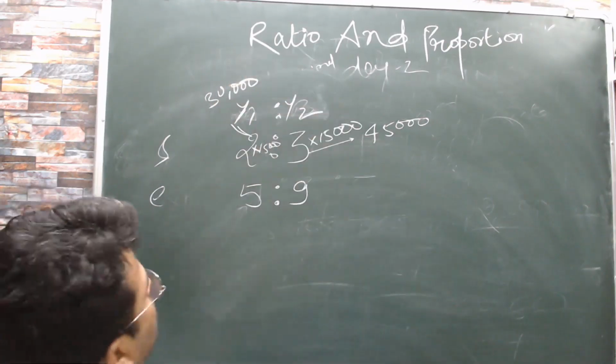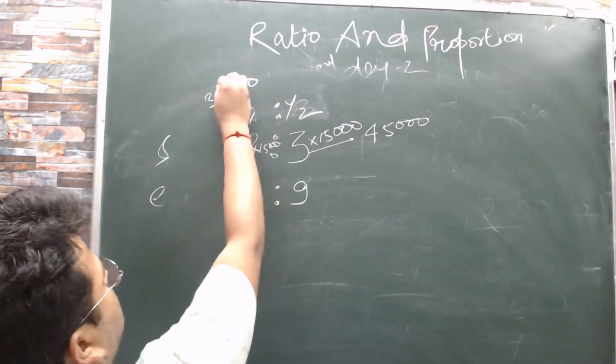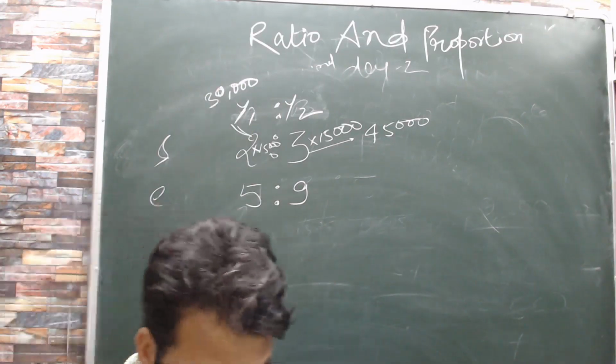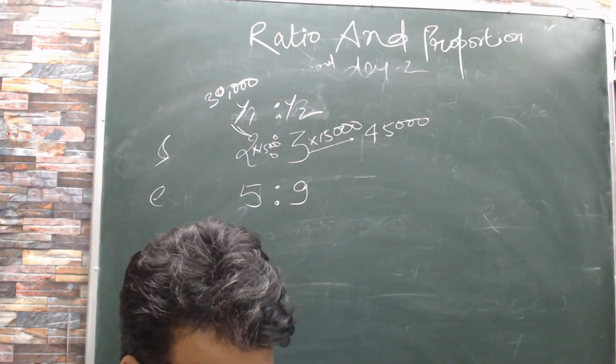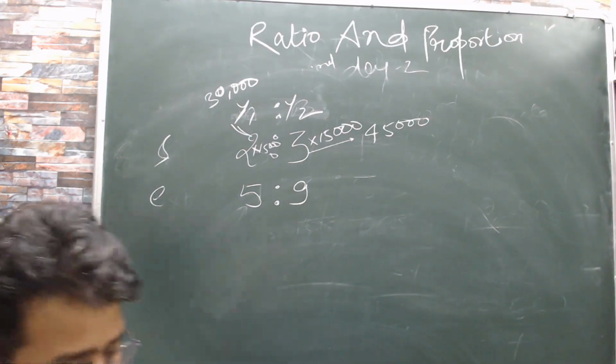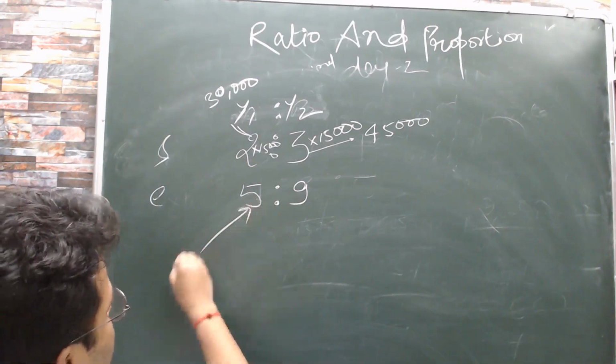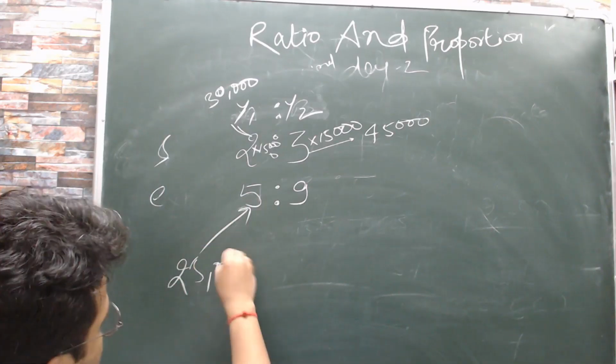Okay, my dear students. Now the question is saying that in the first year my expenditure is 25,000. In the first year the expenditure is 25,000, right?